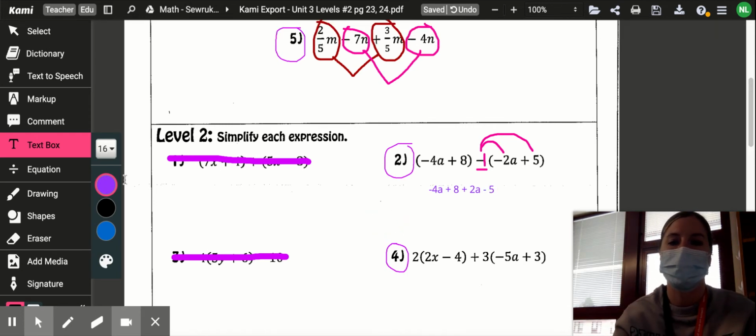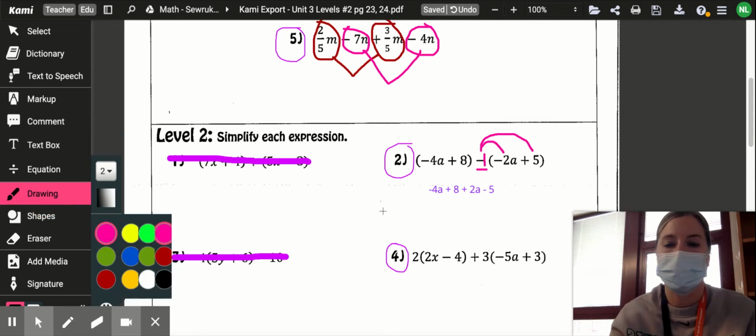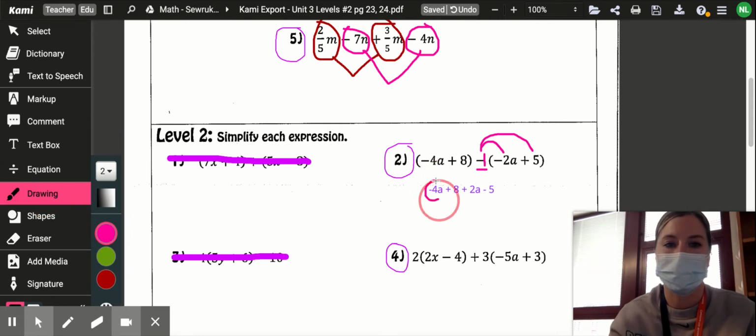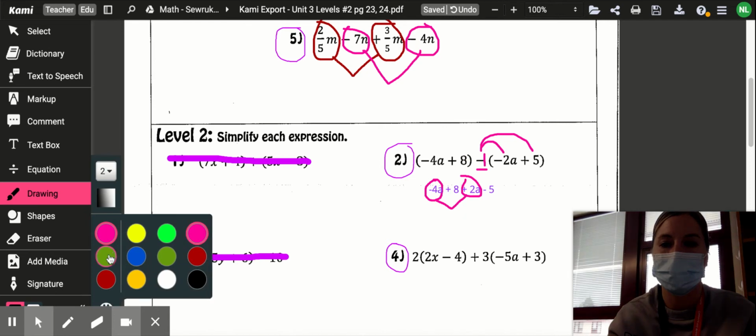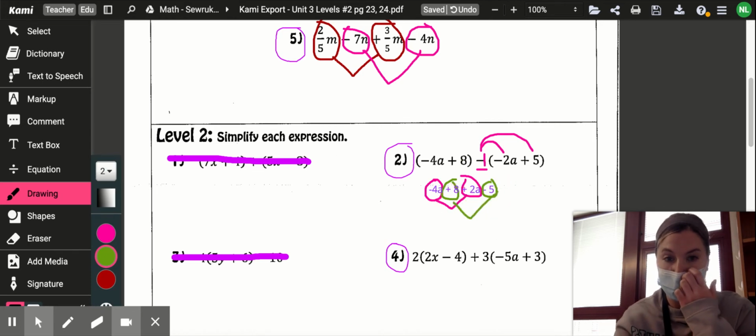You then have to circle your like terms. Take your color, you circle your -4a, circle your positive 2a, put them in your calculator. Don't forget the a, write it at the end. Your positive 8 minus 5, it's going to give you a positive answer. So whatever you get, you're going to write plus whatever you get.